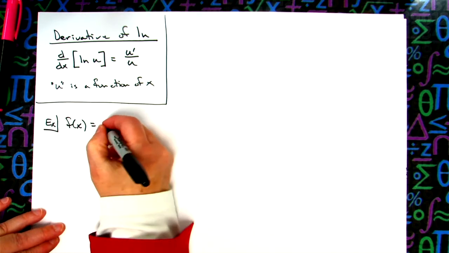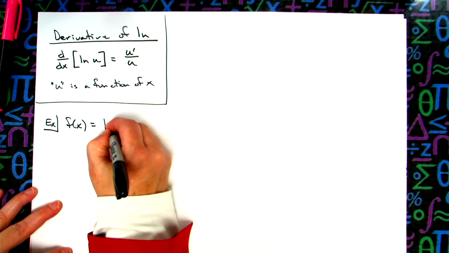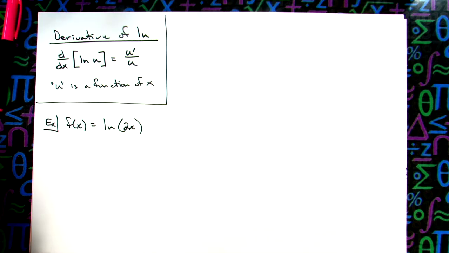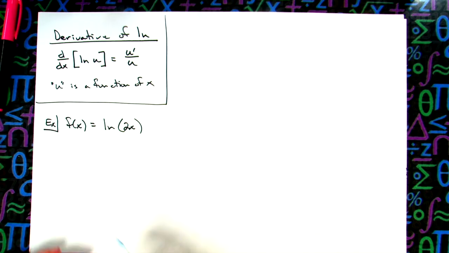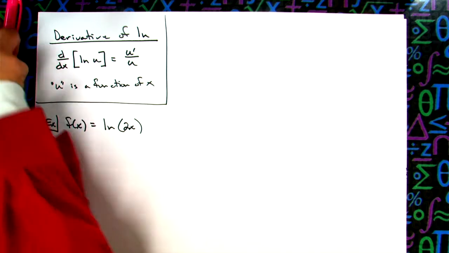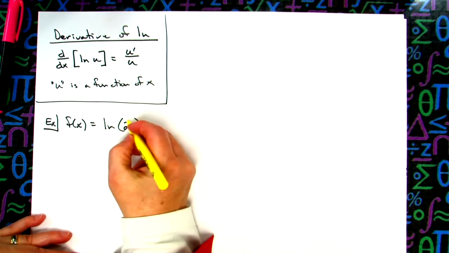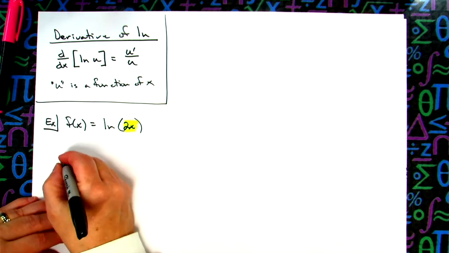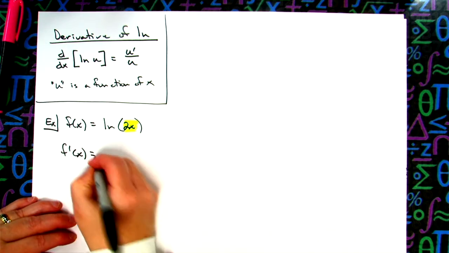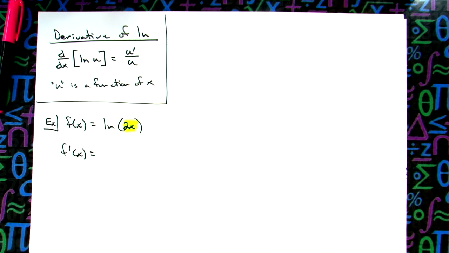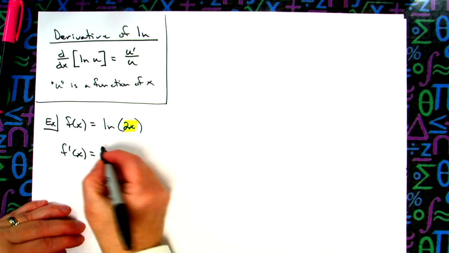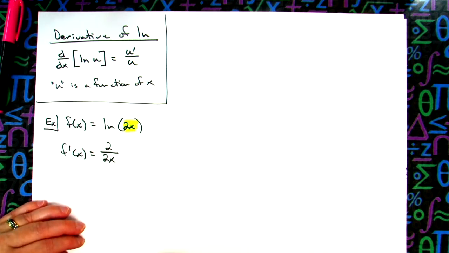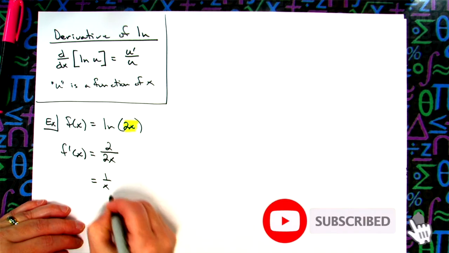Let's say my original function, let's go really super easy. Natural log of 2x. I want you to be able to do this in your head. The inside portion of the log is 2x, right? So there's my u. For the derivative, I want you to just be able to look at the 2x and go, derivative of 2x is 2. And the u on the bottom, 2x, simplifies down to 1 over x.